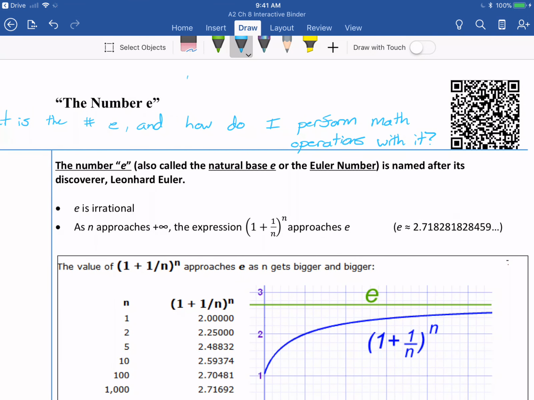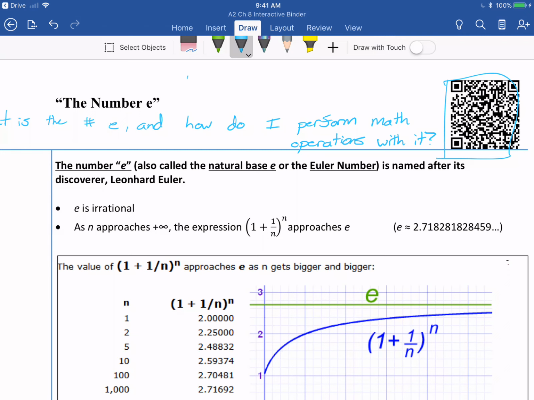This QR code up here in the top right talks about the number e. It's a video that explains it really well. I'm just going to go through more of how we actually graph with this number e, and how we go through some operations with it. But really, the number e. You might think it's a letter.